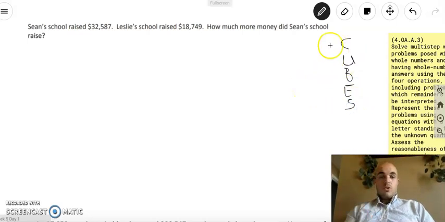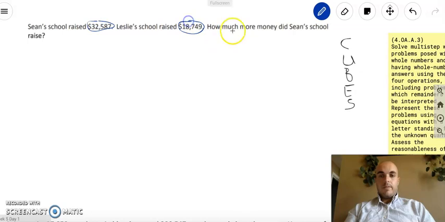So I'm going to circle the important numbers in the question. I have 32,587. I also have 18,749. I'm going to underline important measurements as well as important key words. So money is our big one. We're going to look at how much more money did Sean's school raise. So in this, we're probably going to be subtracting to look for the difference.